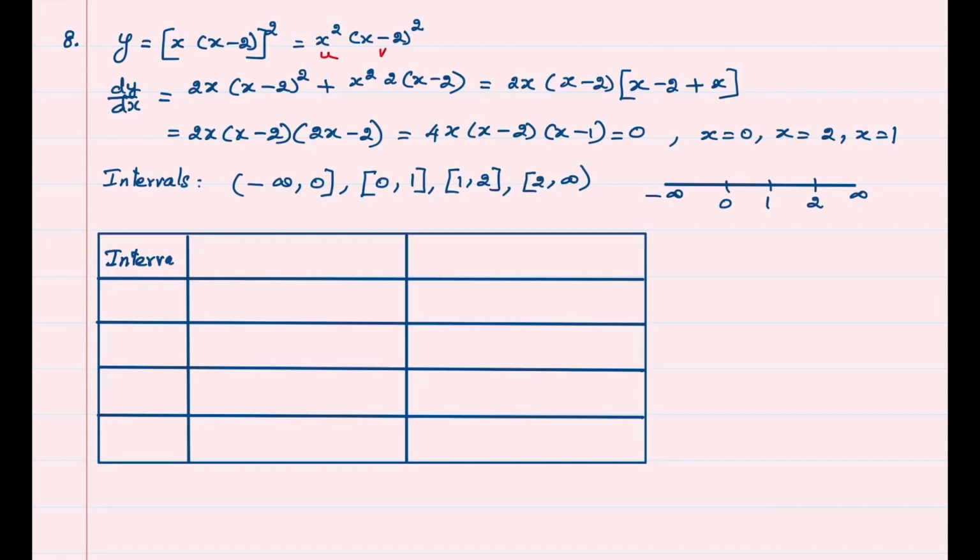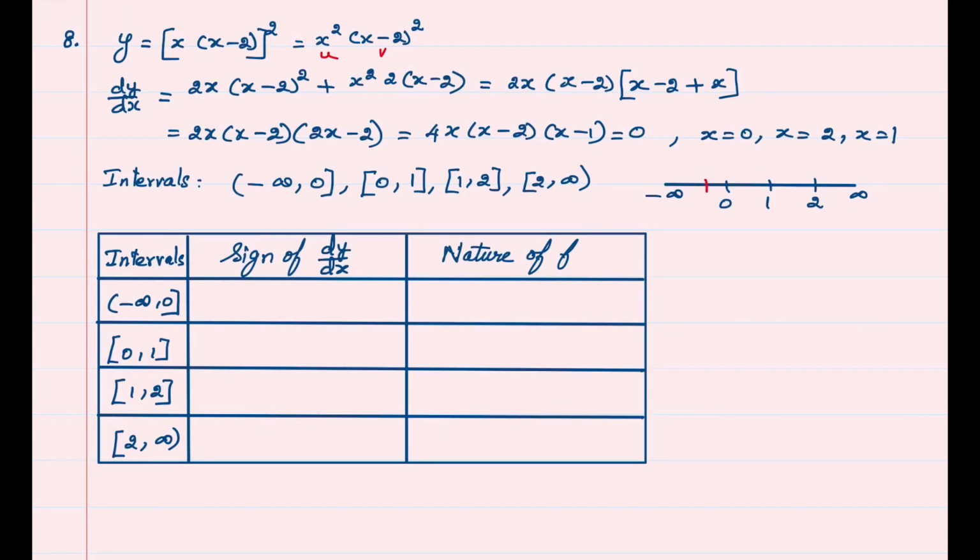We will write the intervals: minus infinity to 0, 0 to 1, 1 to 2, 2 to infinity. Again I am repeating, since the word strictly is not mentioned, we have included the critical values in these intervals. When we have closed intervals, we should not use the critical values for checking the sign of dy by dx, because at those values derivative will be 0. We won't be able to decide whether it is greater than 0 or less than 0. So we should not use the critical values for checking the sign of dy by dx.